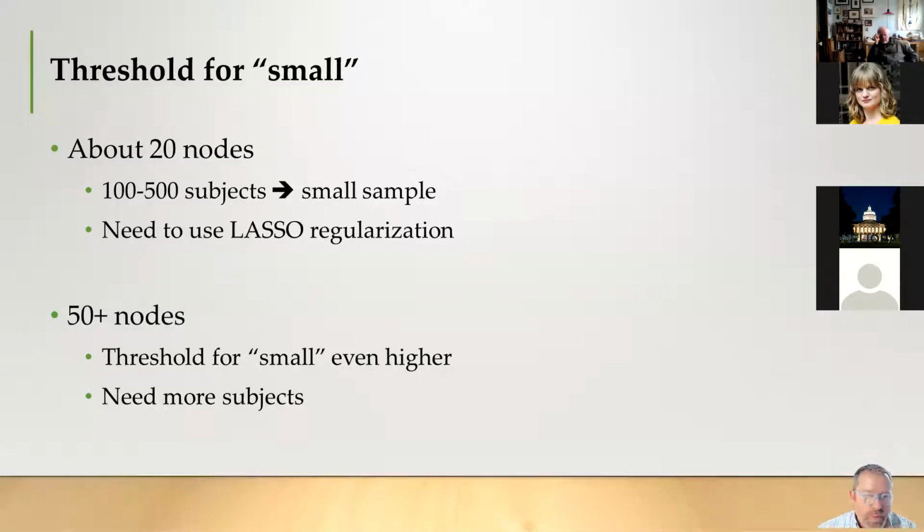So what is a small sample? They say you should have 100 to 500 subjects. Well, if you have 100 to 500 subjects, that's a small sample. You should use lasso regularization. They say the more subjects you have, the more stable those partial correlations are going to be, the more you can trust those edge weights. So they would probably encourage you to have 500 or more, but you can publish.